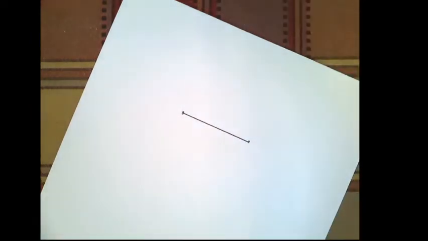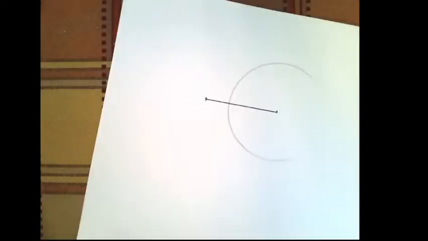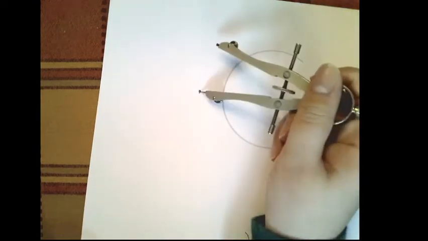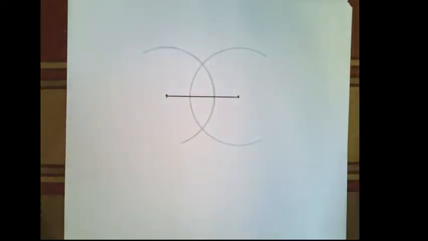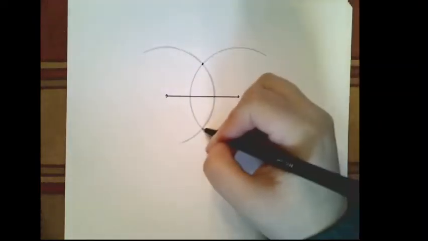Okay? And what we are going to do to bisect this is put your point at one of the endpoints and make a nice big arc. And then you're going to carry your compass to the other endpoint and repeat that. Make your nice big arc. And what we are looking for is for those two arcs to intersect. And as you see, we have an intersection there and an intersection there.